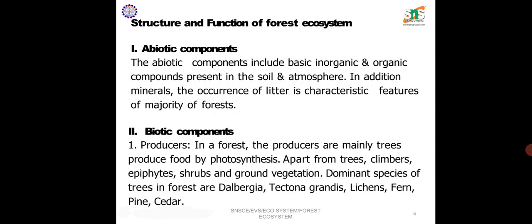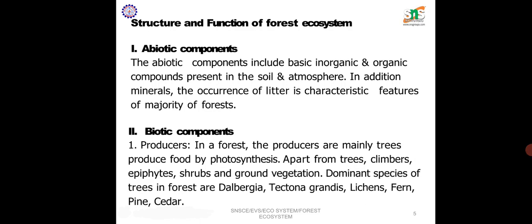The structure and function of forest ecosystem. So we have a structure that is abiotic and biotic. The abiotic components include basic organic and inorganic compounds present in soil and atmosphere. In addition, minerals. The occurrence of litter is a characteristic feature of the majority of forests.